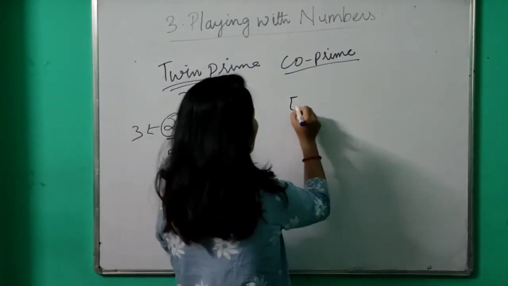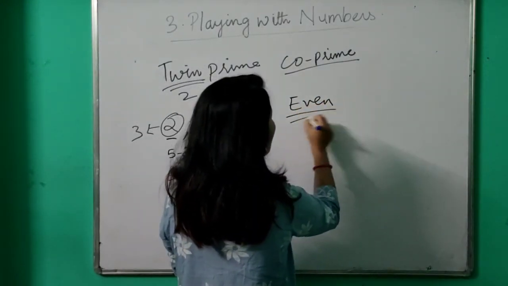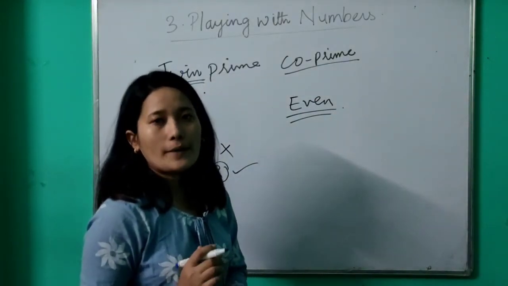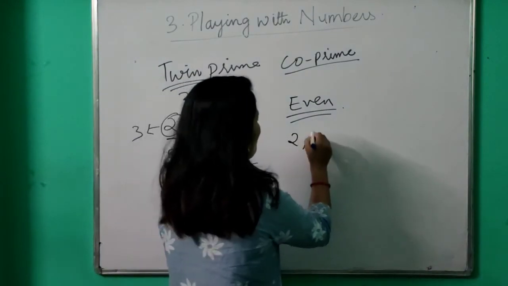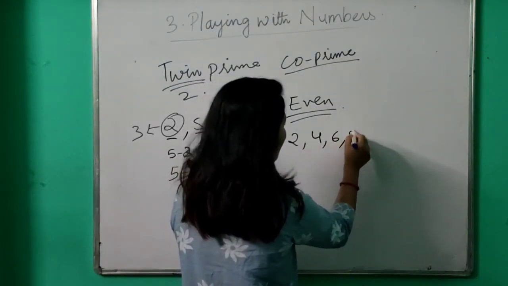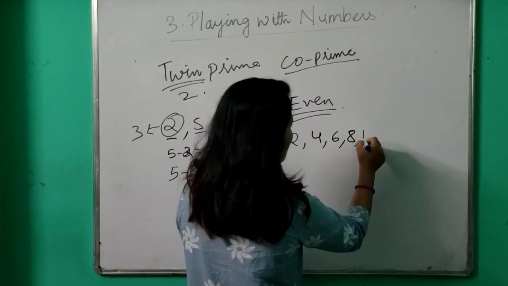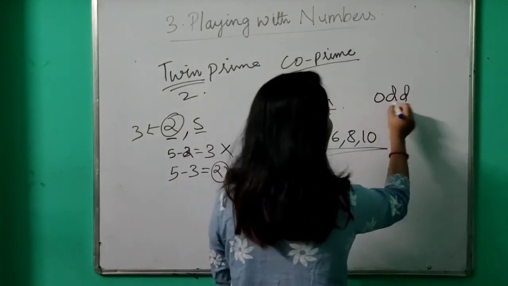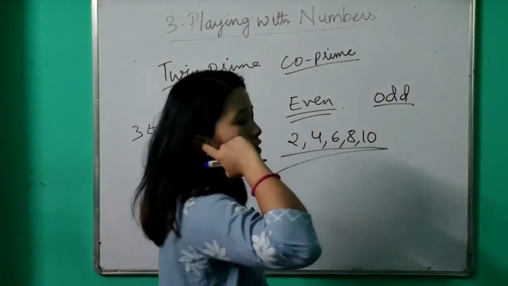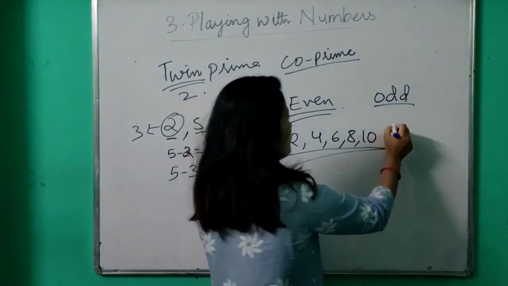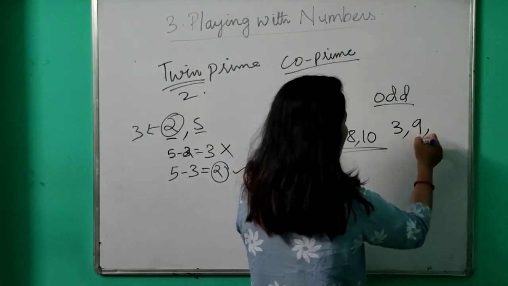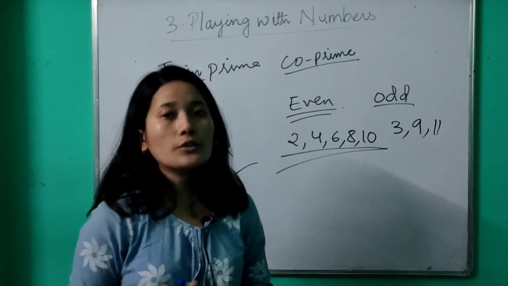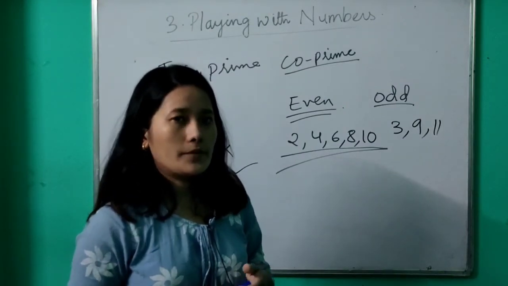Now coming to even numbers. What do you mean by even numbers? Even numbers are those numbers which are completely divided by 2. So 2, 4, 6, 8, 10, all these are even numbers. Now coming to odd numbers. What do you mean by odd numbers? Numbers which are not divided by 2. So 3, 9, 11 and so on. Whatever number is not divided by 2, that's referred to as your odd numbers.